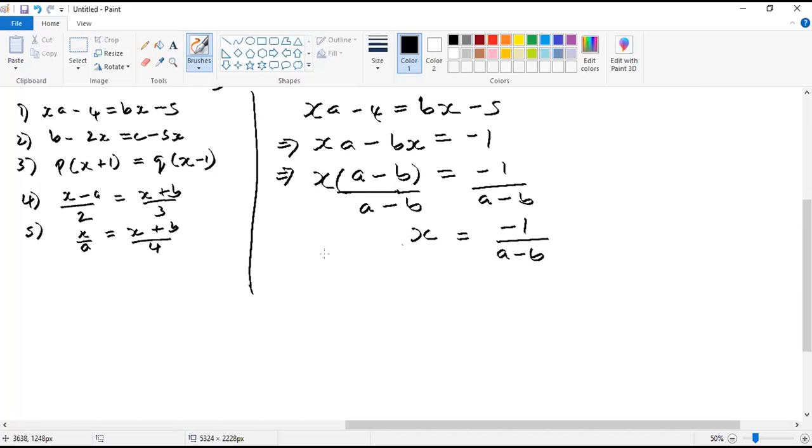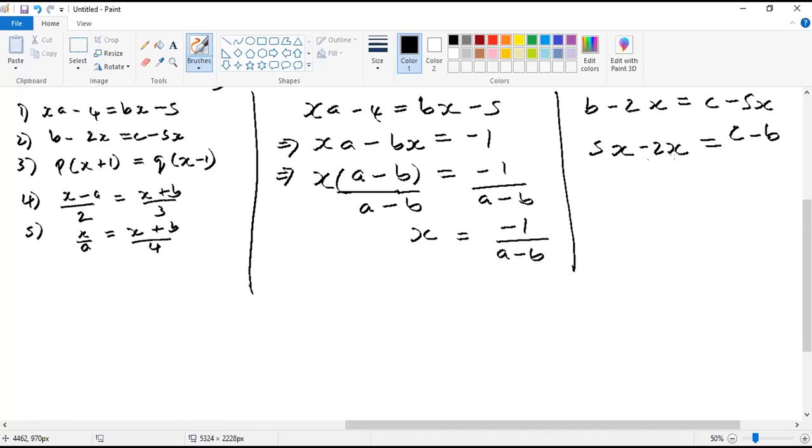Great. Next up, we have b minus 2x equals c minus 5x. So we can add 5x to both sides and put the b over the other side. So I have 5x minus 2x, and then we have c minus b. So this works out to be 3x equals c minus b. Divide both sides by 3. We have x equals c minus b over 3.